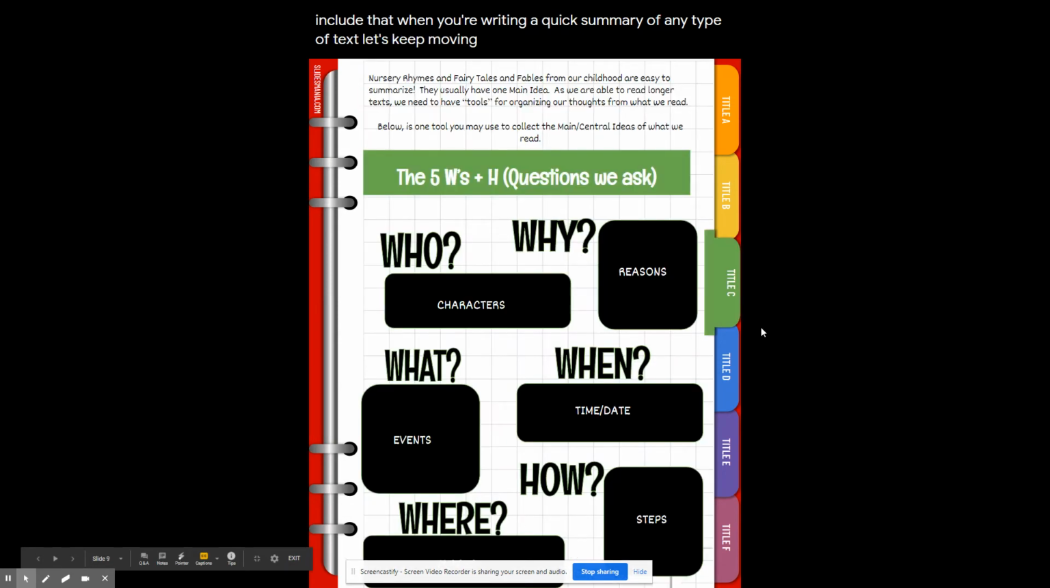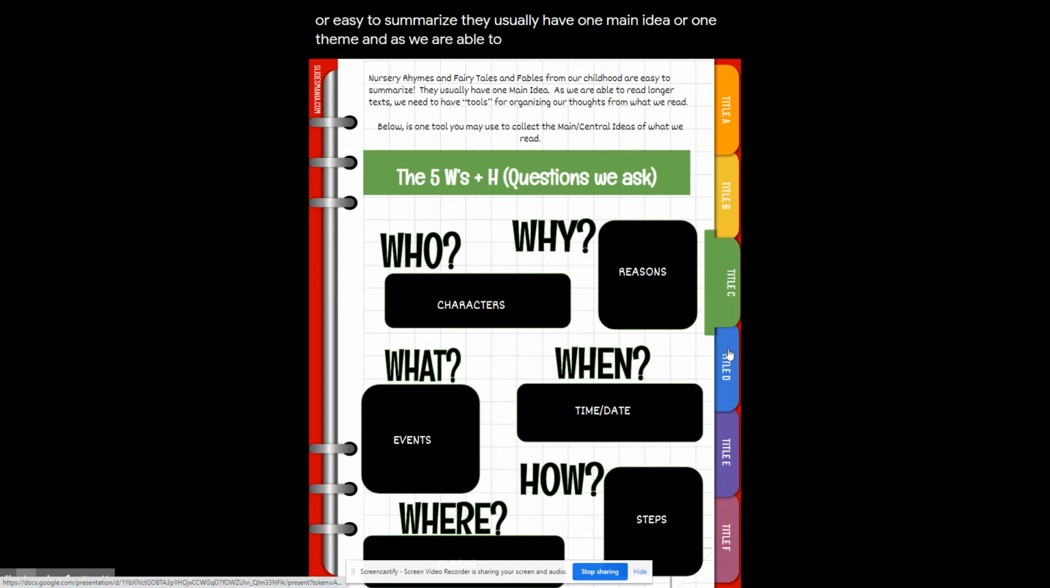Let's keep moving. As we are growing, we know that nursery rhymes and fairy tales and fables from our childhood are easy to summarize. They usually have one main idea or one theme, and as we are able to read longer texts, we need to have tools for organizing our thoughts from what we read. Below is one tool you may want to use to collect the main or central ideas of what we read. So as we are reading Mrs. Flowers, you want to stop and write the main characters.